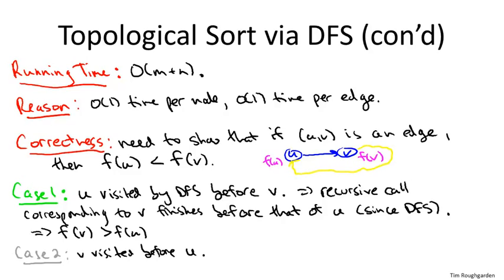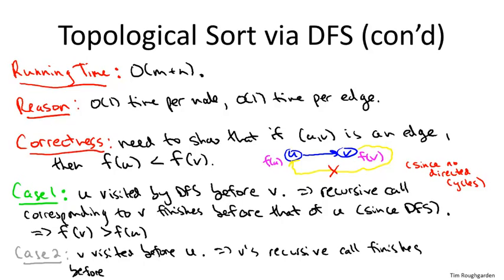There's no directed path from V to U. Again, if there was, there'd be a directed cycle. So it doesn't find U at all. So the recursive call of V, again, is going to get popped before U's is even pushed onto the stack. So we're totally done with V before we even start to consider U. So therefore, for the same reasons, since V's recursive call finishes first, its label is going to be larger, which is exactly what we wanted to prove.